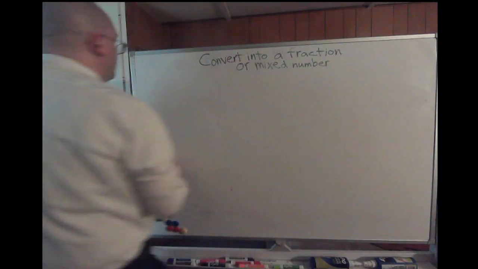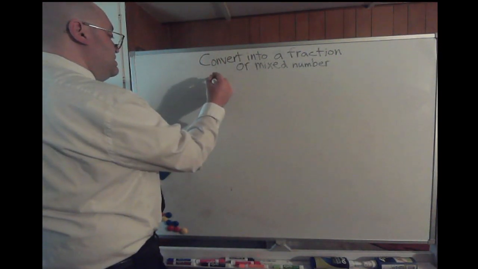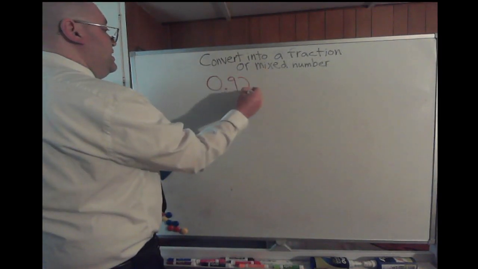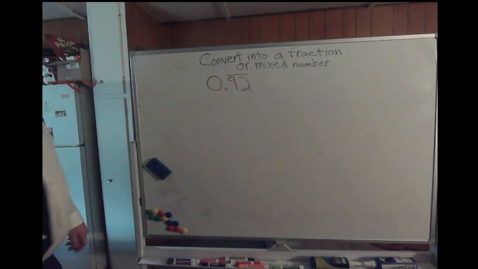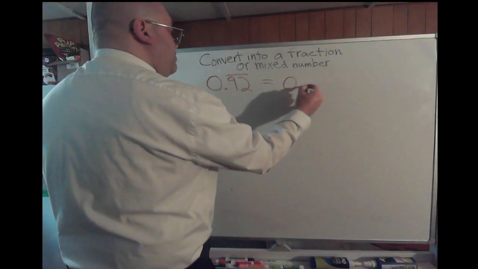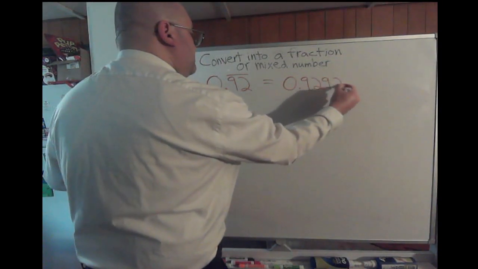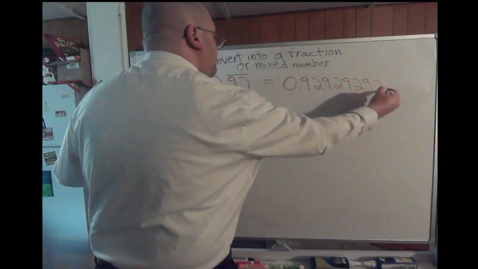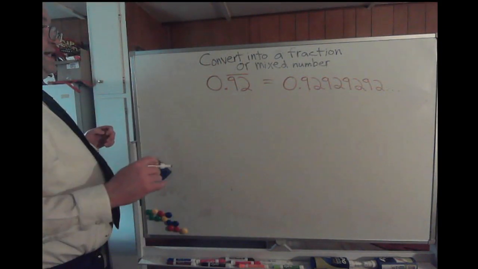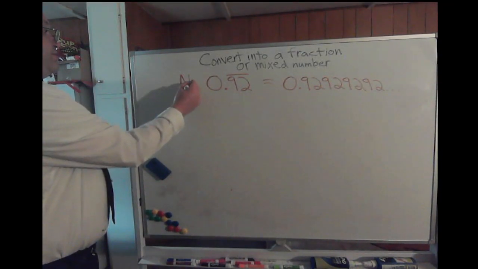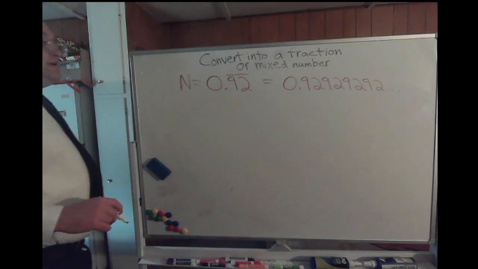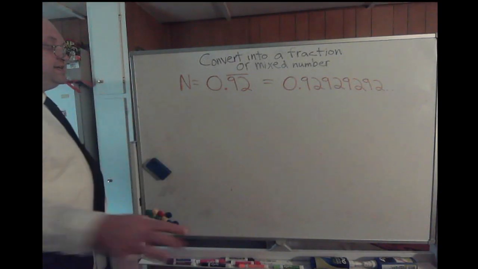Alright, what about 0.92 repeating? We'll do 0.92 repeating. So, of course, we know that's the same as 0.92929292, it just keeps on going. Of course, let n equal the original one you were given here, the 0.92 bar. Now, we have 2 decimal places here, right?